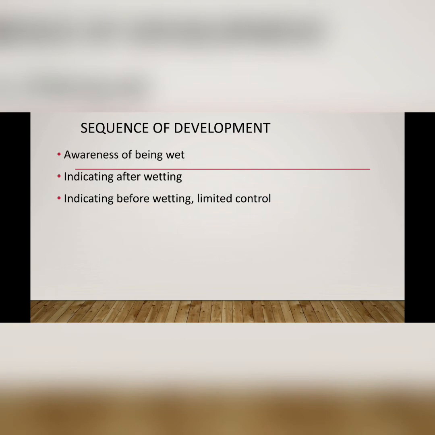If he is not taken to the toilet or the restroom as soon as he indicates, he may void. So the next stage is indicating before wetting, and here in this stage the child has better control. So the child is able to wait till he or she is taken to the toilet.